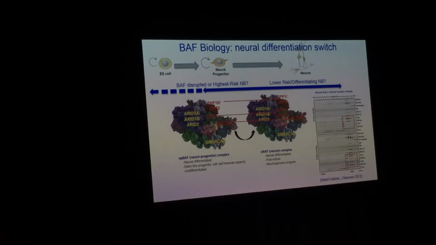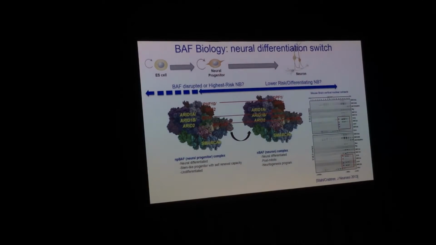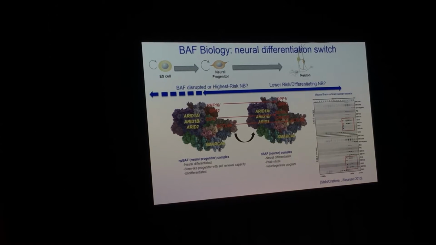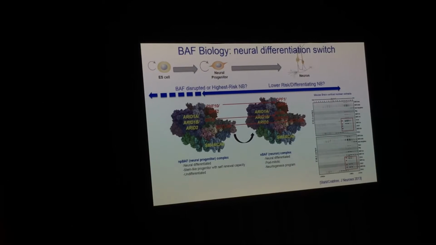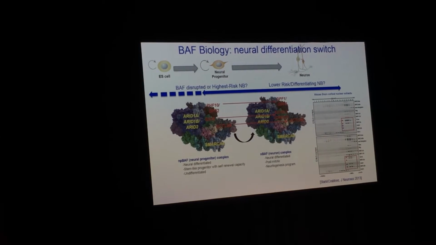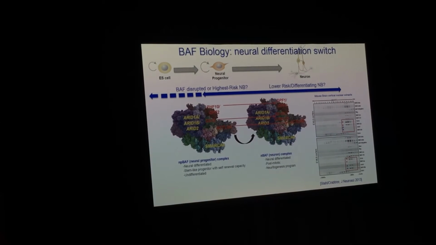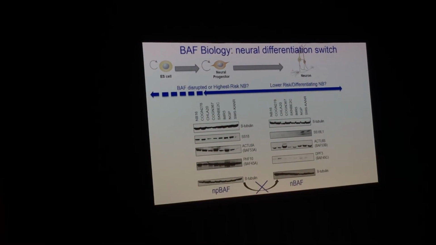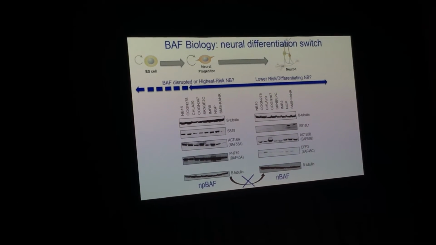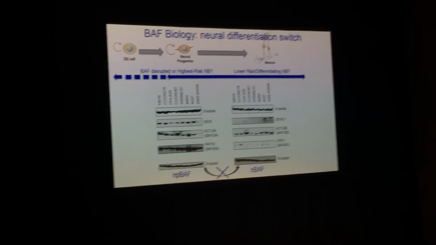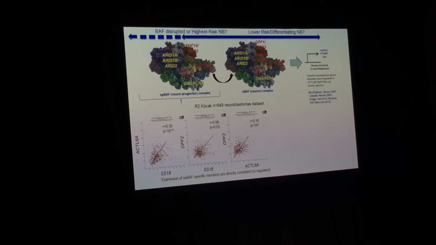And I'm showing to the right a panel of the switch from SS18 BAF53A, which is the neural progenitor BAF, towards a later point in mouse cortical development where you've switched membership to the SS18L1 ACTL6B or neuron BAF. And we see evidence of this in the neuroblastoma cell lines, that wherever there are those mutually exclusive members, it looks like the expression of the NP member exceeds that of the neuronal member.